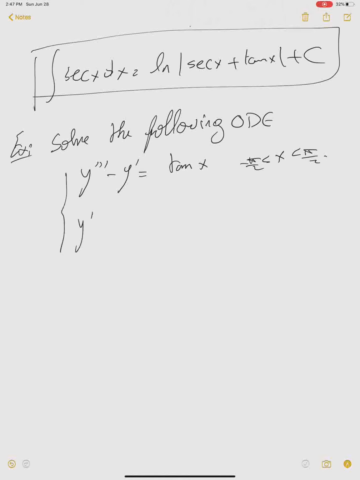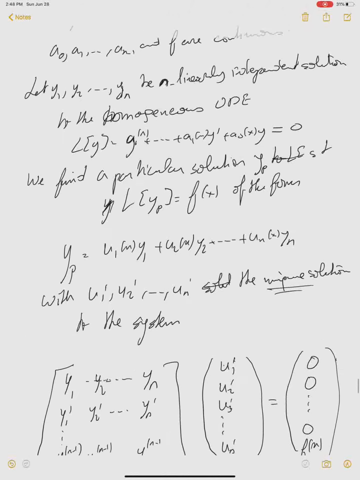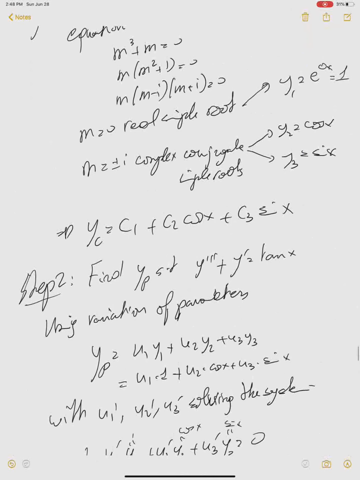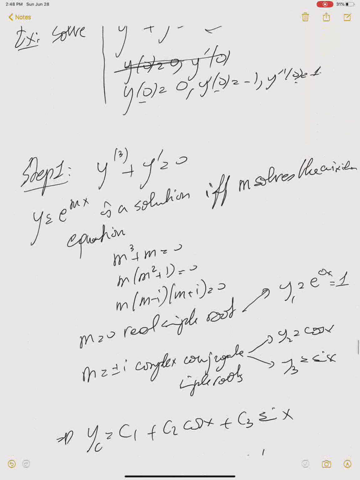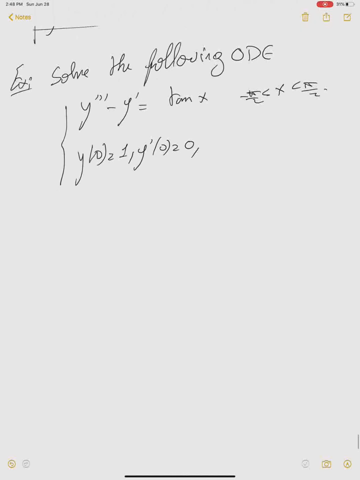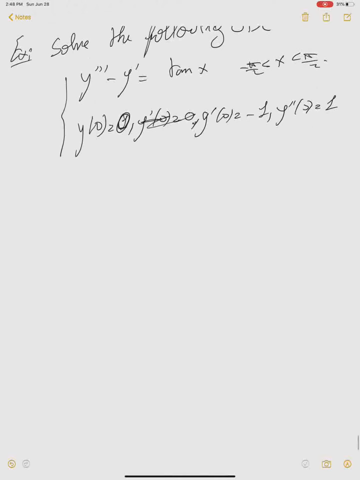And we can then plug in the initial conditions. Let me just remember them. I wrote them somewhere here. Sorry about that. y of 0 equals 1, y prime of 0 equals 0... y prime of 0 equal to minus 1 and y double prime of 0 equal to 1. It's a full exercise, a bit long, but standard.